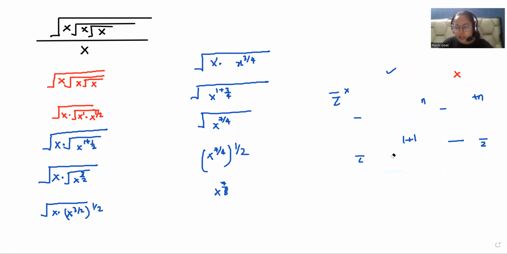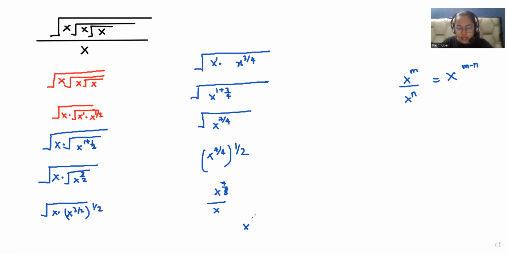So I'm making space for the rest of the question. Now x power 7 by 8. Now we have the denominator also, that is we have to divide it by x. So we have the identity x power m divided by x power n, we can write it as x power m minus n. So we can write it as x power 7 by 8 minus 1. If I take the LCM, 7 minus 8, that is minus 1 by 8. So the power of x is minus 1 by 8.